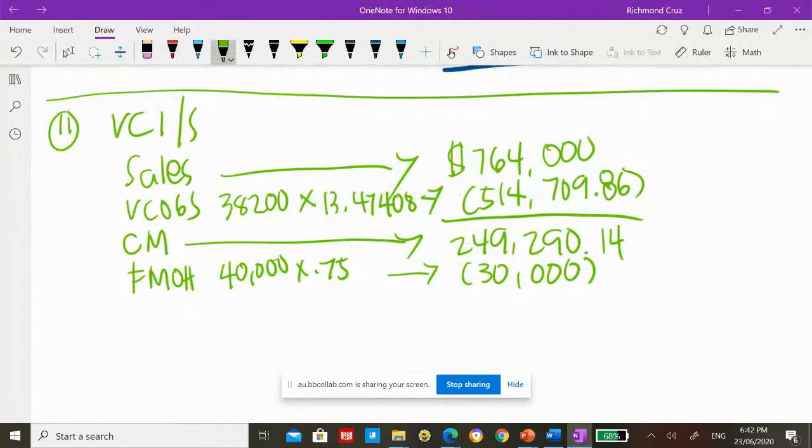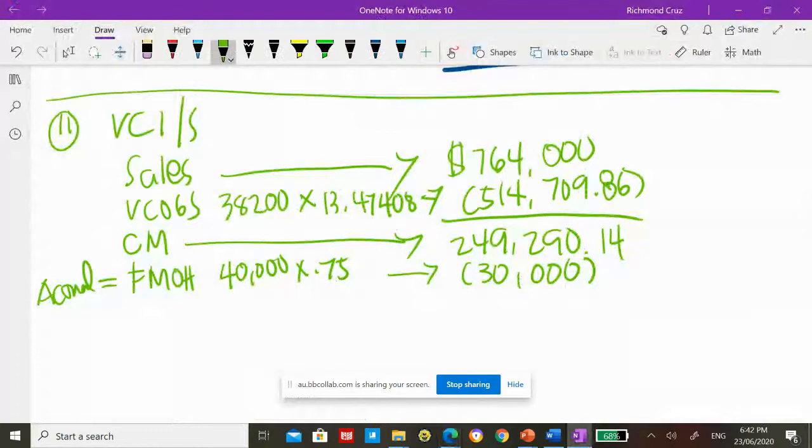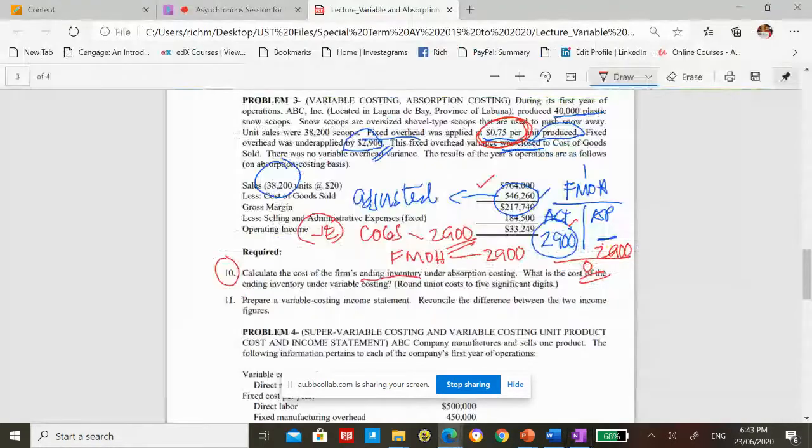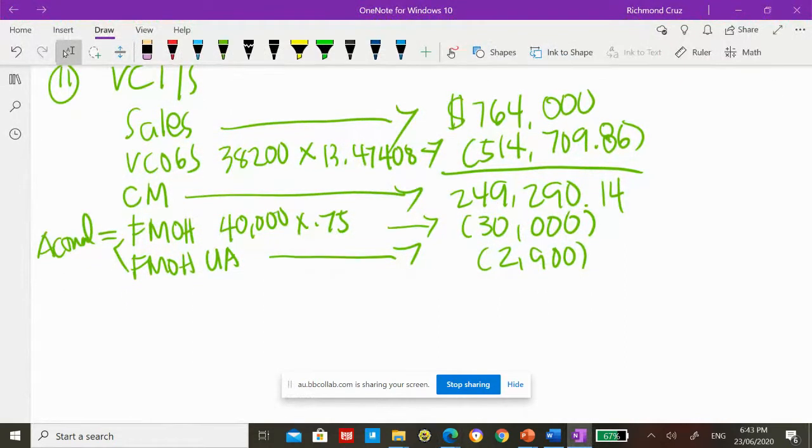So, sabi ko sa previous discussion, pag variable costing, yung fixed manufacturing overhead natin, dapat actual ito. Dapat actual. Para hindi reconciling item itong over or under applied na 29. So, meron pa tayong fixed manufacturing overhead na under applied para maging actual silang dalawa. Which is 2,900. Bawas ko yan kasi dadagdag ko dun sa 30,000. Kasi kikredit ko, debit ko si cost of goods sold. Or babawas natin dun.